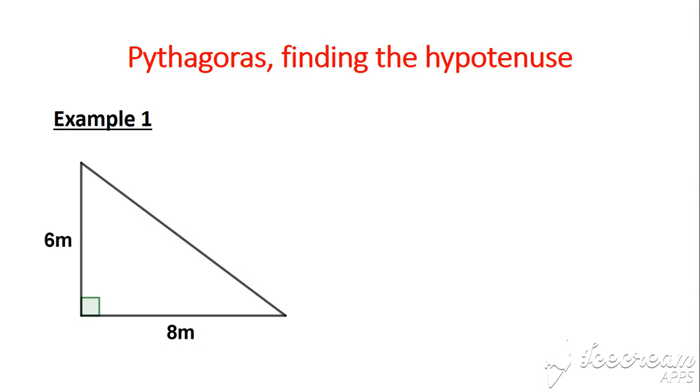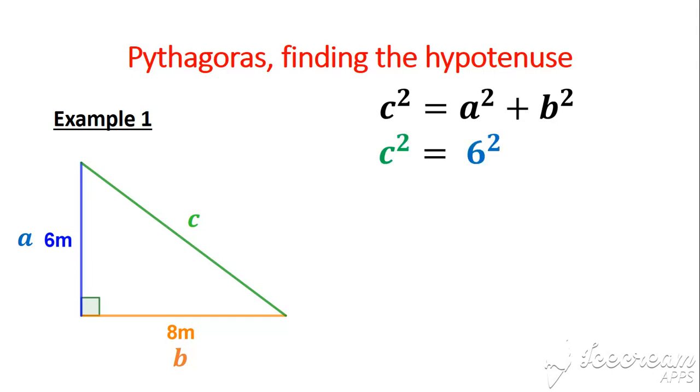Right, let's get into example 1. Here's a right-angled triangle, and we know the lengths are 6 meters and 8 meters. We're going to call this diagonal side C, and we're going to work out how long the length C is. The other two sides are A and B. It doesn't matter which way round you write A or B. Here's the rule. A squared plus B squared equals C squared. And we're going to write it as C squared equal to A squared plus B squared. So C squared is equal to 6 squared, because A is 6, plus 8 squared, because B is 8.